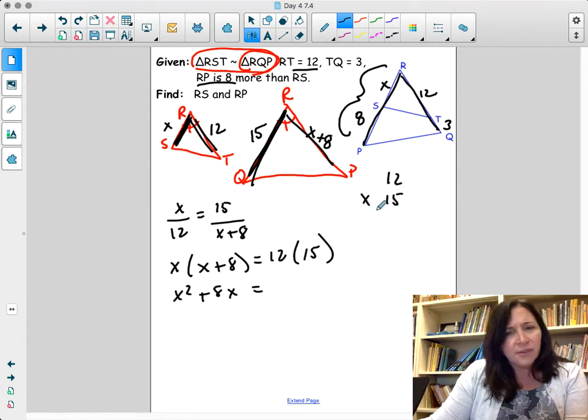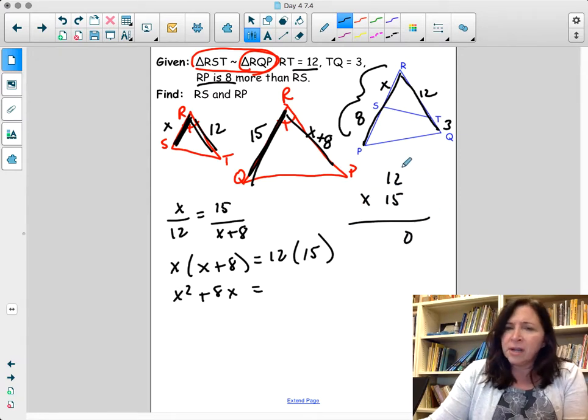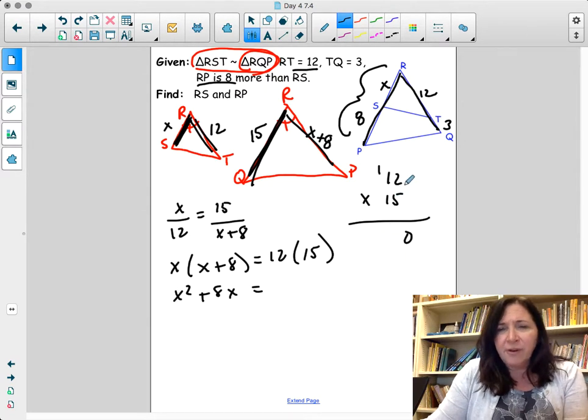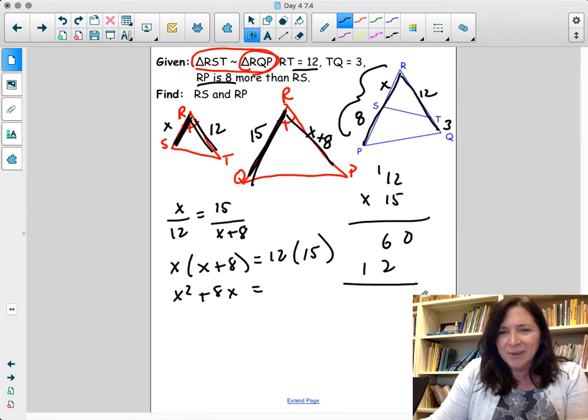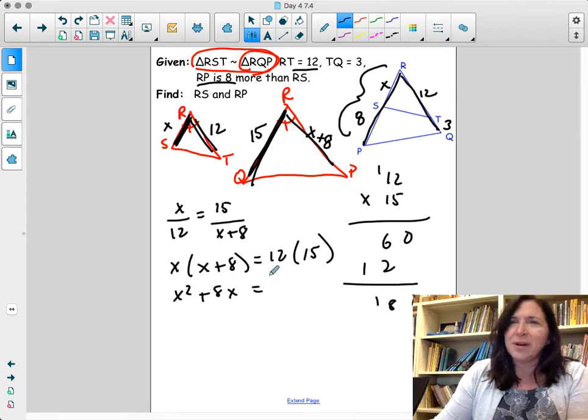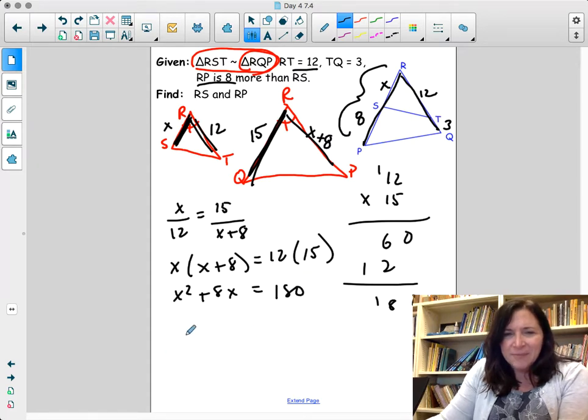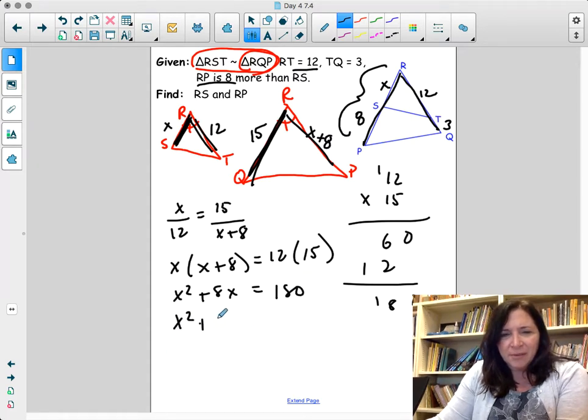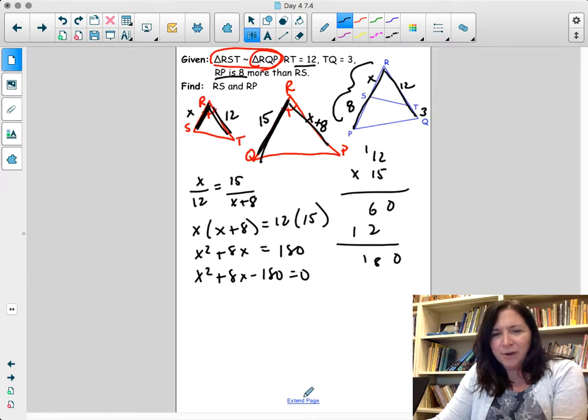Do it on the side. Do not use a calculator. 12 times 15 is 180. All right. Subtract. We have x squared plus 8x minus 180 is equal to 0 because it is quadratic. You know, as soon as you hit a quadratic, you need to set it equal to 0.